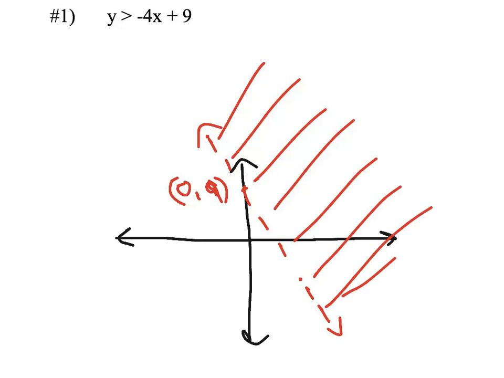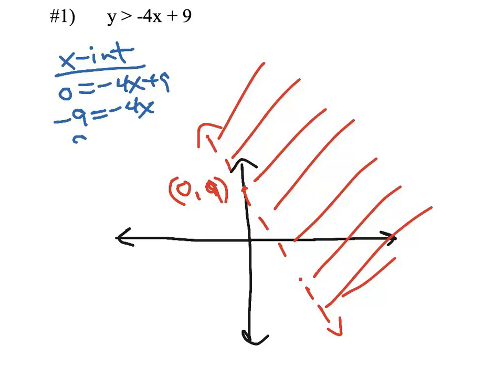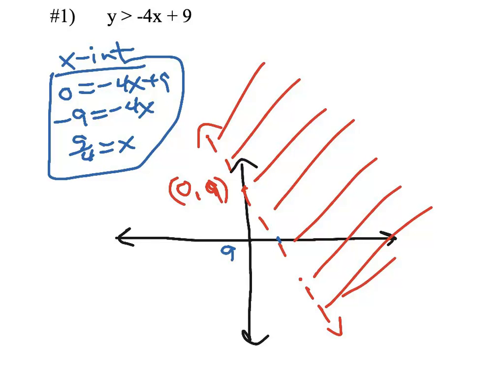Well, the other thing to do here is find the x-intercept. To do so, put 0 in for y and get x by itself. You'll find the x-intercept is 9/4. That's it for number 1.